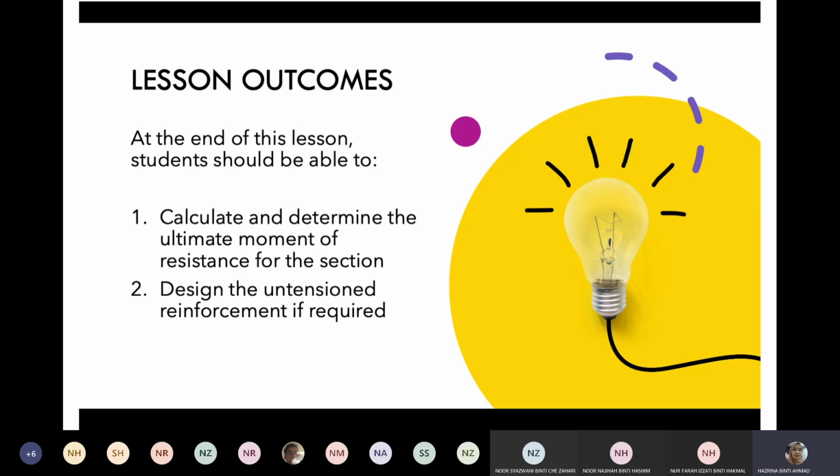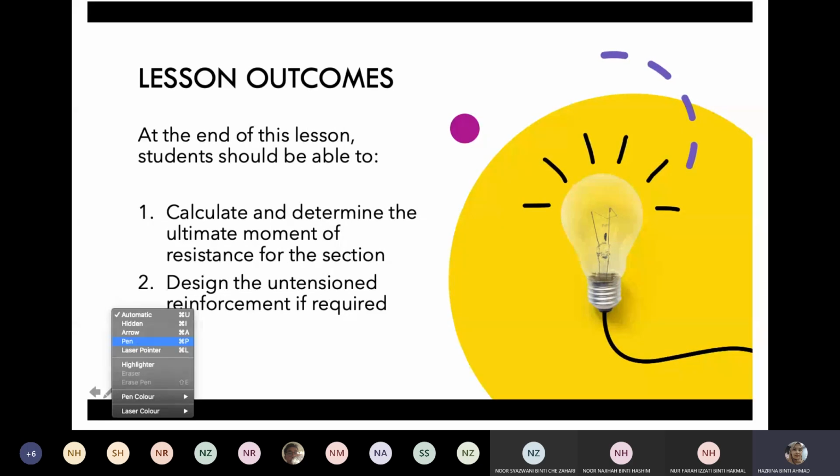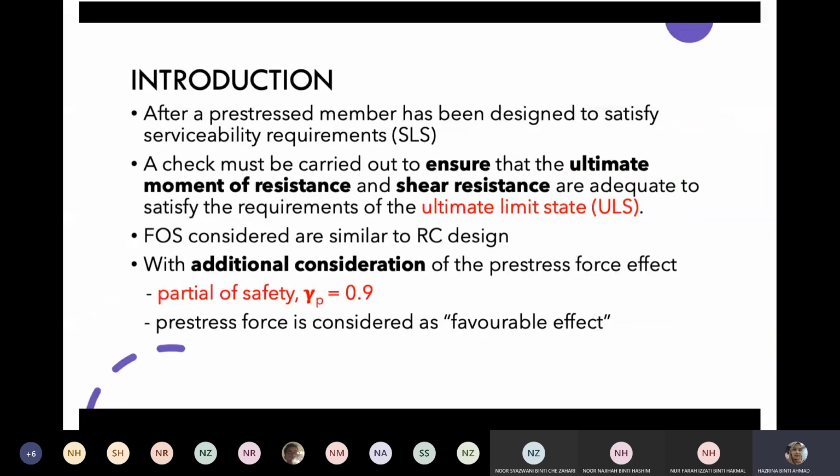So what is the moment that is subjected to our structure, right? That is due to the loadings. Then we are going to compare with the ultimate moment of resistance that is provided by the section together with the pre-stressing tendons. Then if the value under ultimate limit state is not sufficient, right? So therefore we are going to design for the untension reinforcement. Okay, right. So we move on to the next slide.